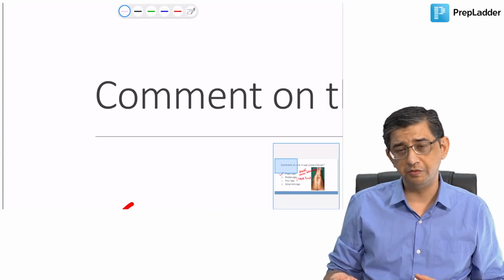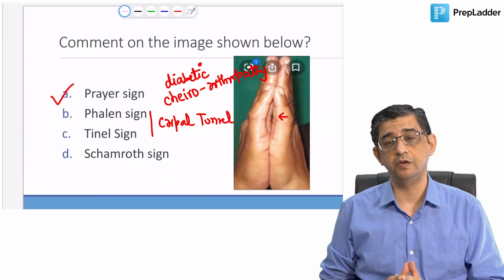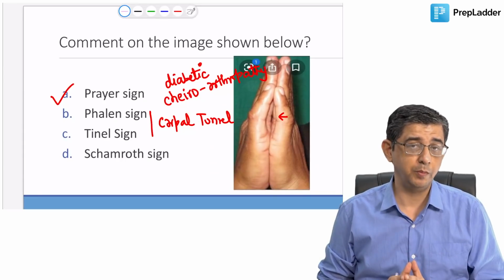And in a way, even if you do not go into the other options, the answer to this question is still straightforward: a prayer sign of diabetic cheiroarthropathy, casually called diabetic stiff hand syndrome.